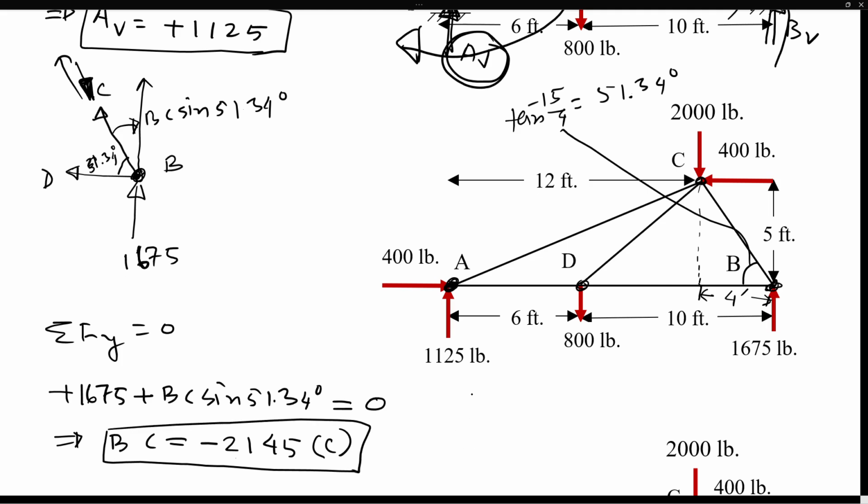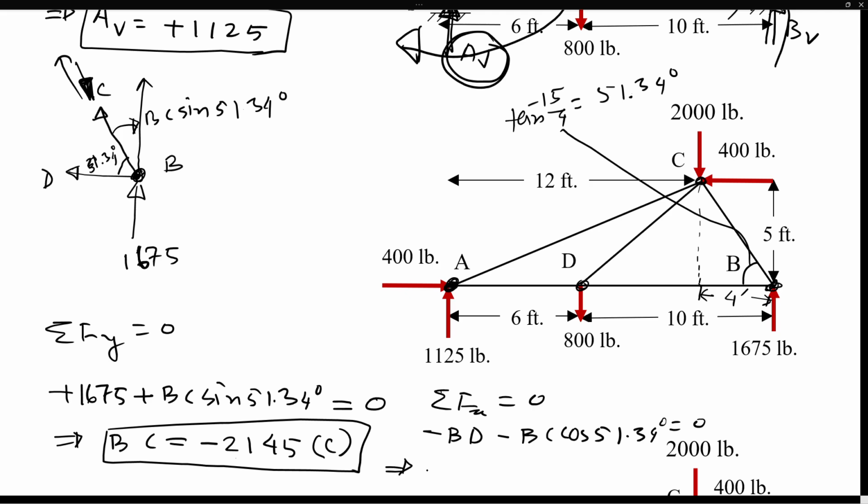Next, we can do summation of Fx is equal to 0. So then we can have that BD is negative. Also, BC cosine 51.34 degree. So that is equal to 0.